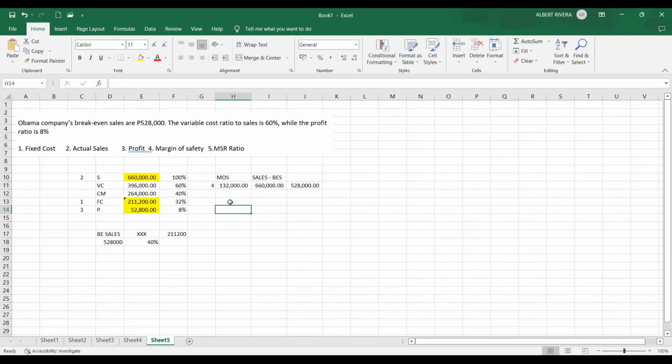Okay. And your item 5, that is just your margin of safety ratio. The margin of safety ratio, that is just your margin of safety divided by sales. So if this is your sales, 660,000. And this is the corresponding break-even sales of 528,000. This is your margin of safety. And that is 132,000, divided by 660,000 to get the margin of safety ratio. So the margin of safety ratio here is 20%. Okay.